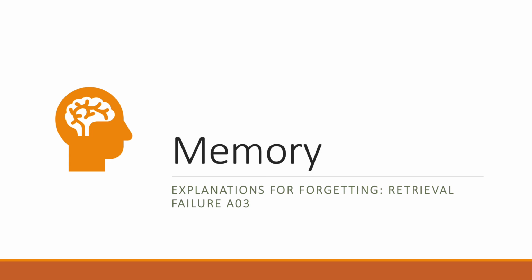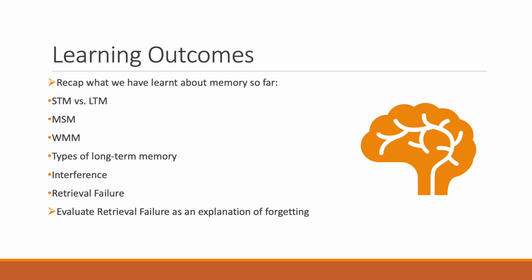It's really good. So today's lesson, we're going to recap everything that we've learned so far about memory. So we're going to start off with short-term versus long-term memory in terms of encoding, capacity and duration. Then we're quickly going to look at the multi-store memory model, the working memory model, types of long-term memory, episodic, semantic and procedural. And then we're going to look at the explanations of forgetting, interference and retrieval failure. Once we've recapped all those, we're going to evaluate retrieval failure. So how good is it at explaining forgetting?